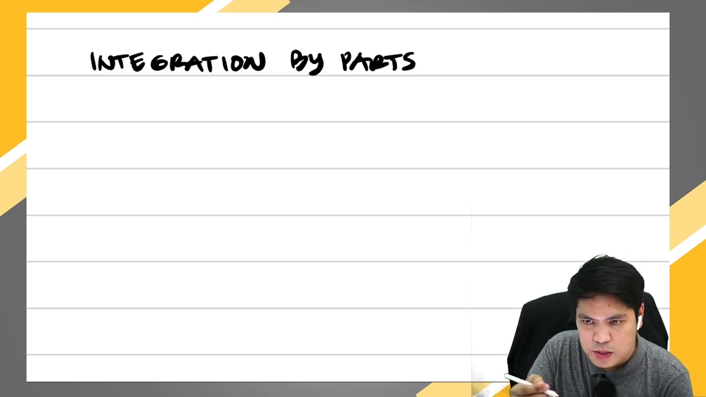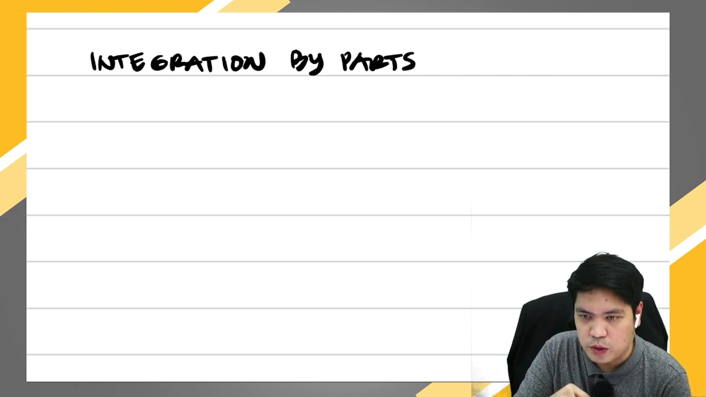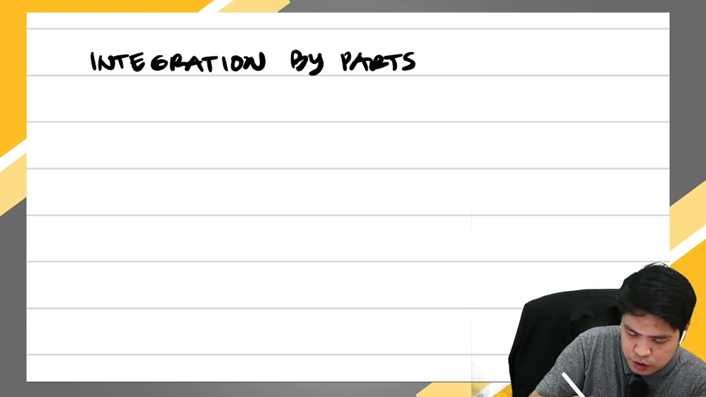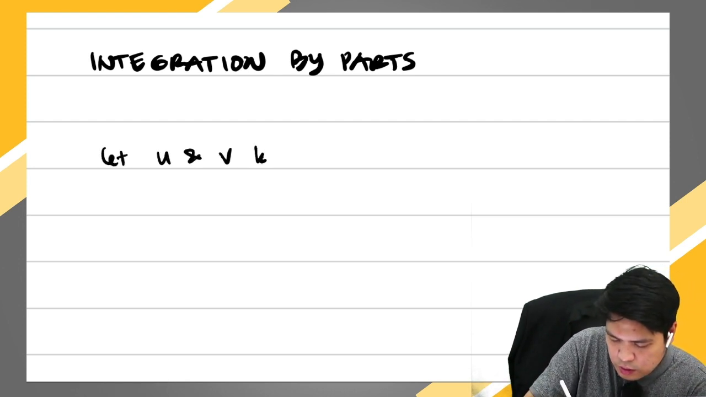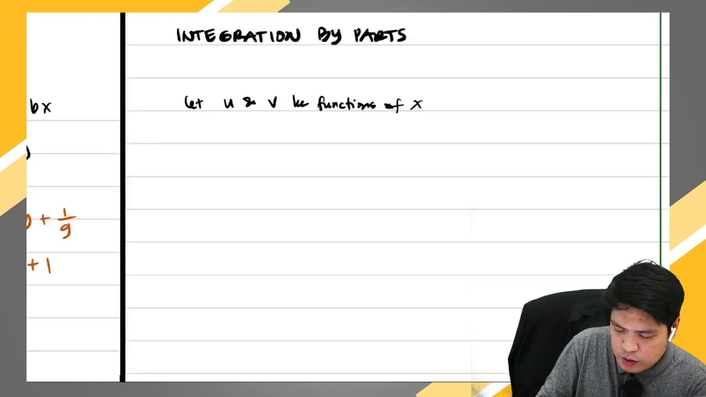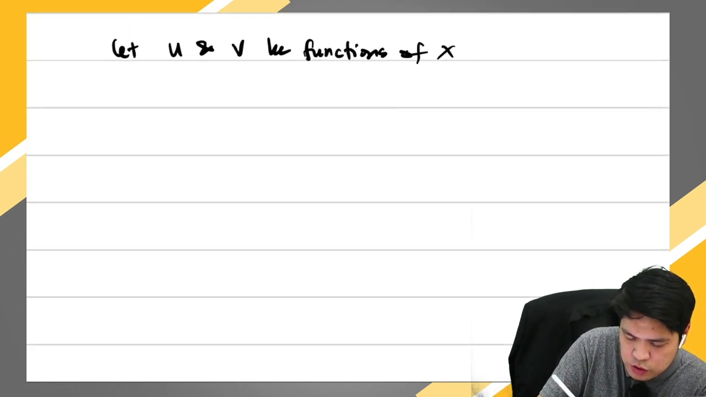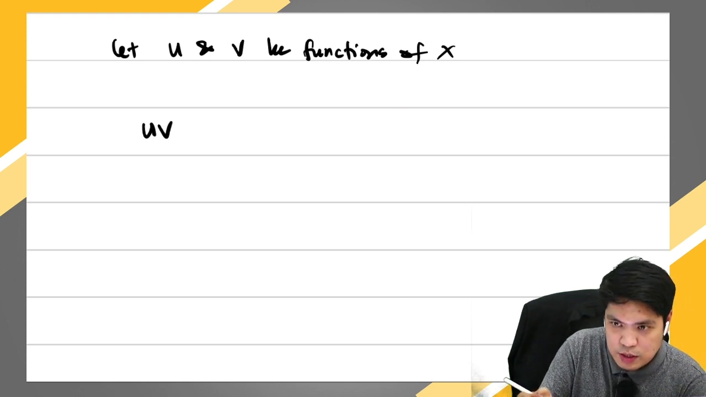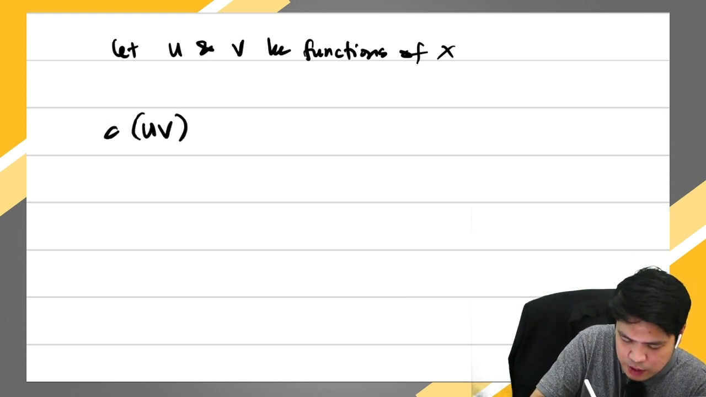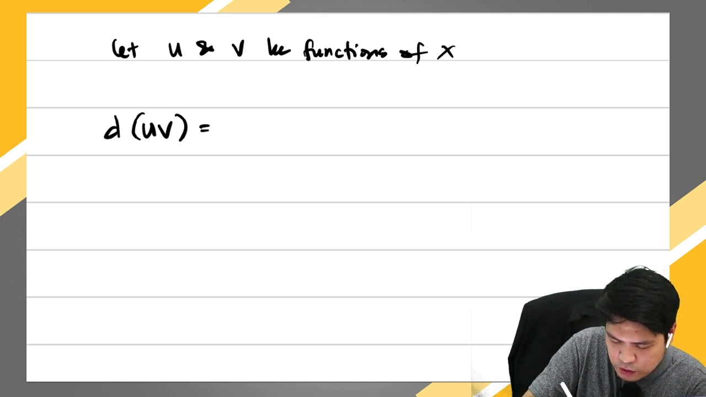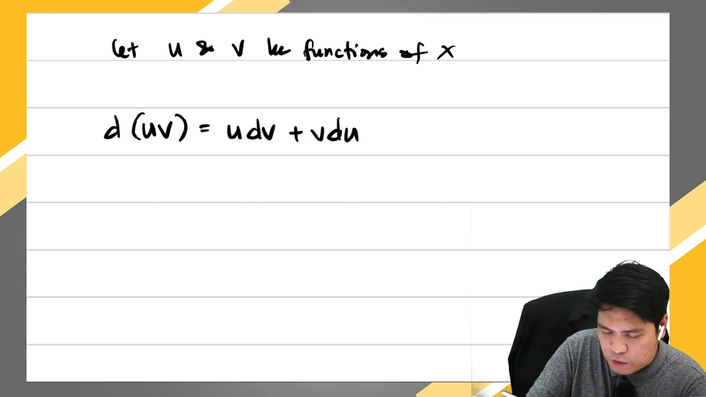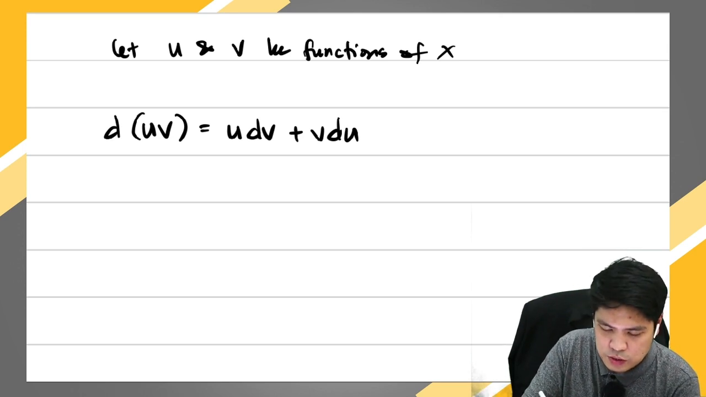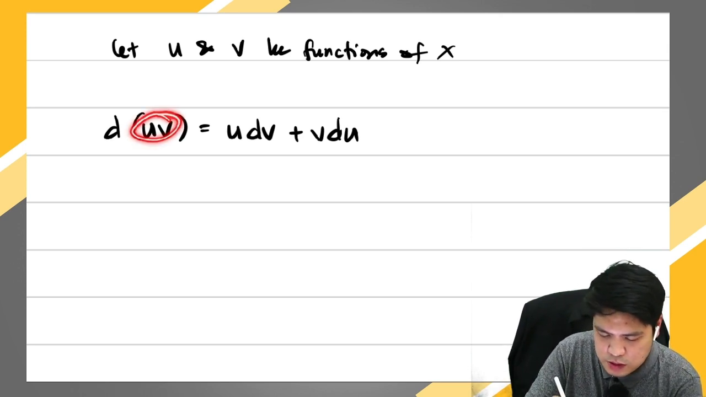Now, integration by parts is actually derived from the product rule. If you recall, if we let u and v be functions of x, and we have the product of these two functions, u times v, then the derivative of this product is the first function times the derivative of the second function, plus the second function times the derivative of the first function. So the derivative of a product is equal to this.